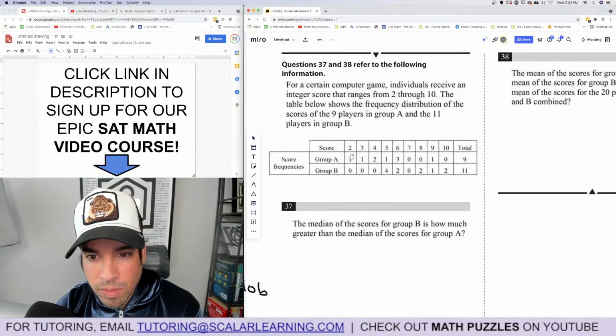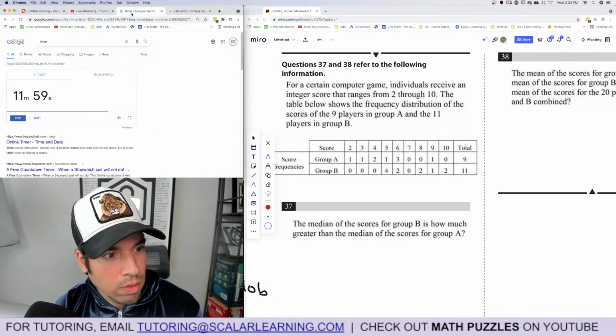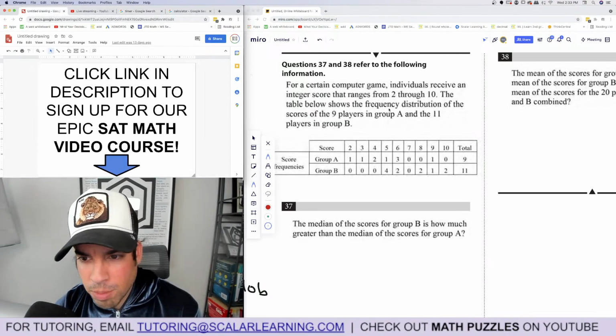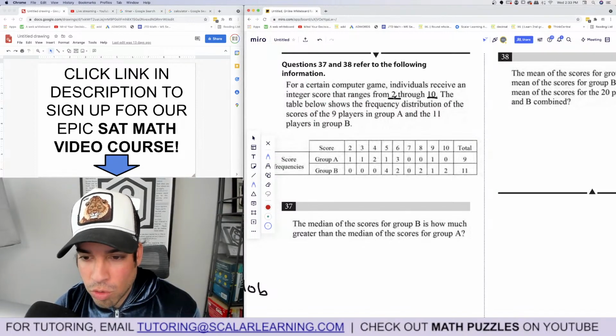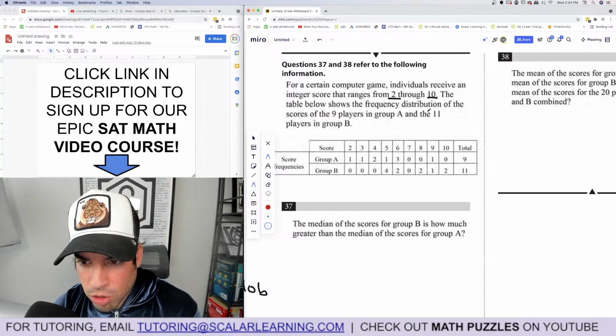37. For a certain computer game, individuals receive an integer score that ranges from 2 through 10. So 2, 3, 4, 5, 6, 7, 8, 9, 10. And those are the scores. The table below shows the frequency distribution of the scores of the 9 players in Group A and the 11 players in Group B. Cool, cool.